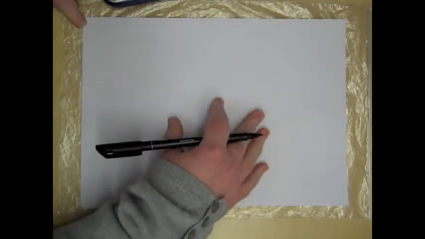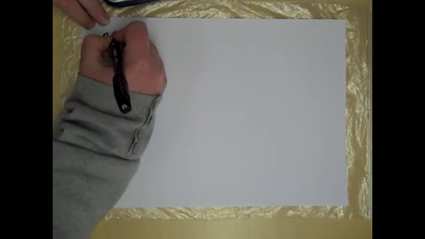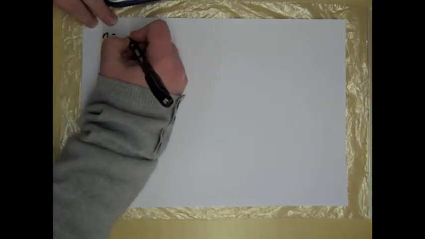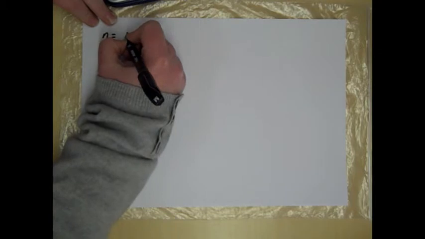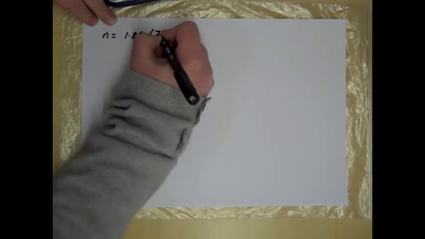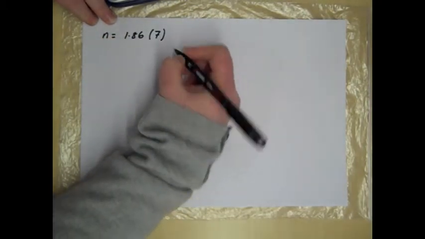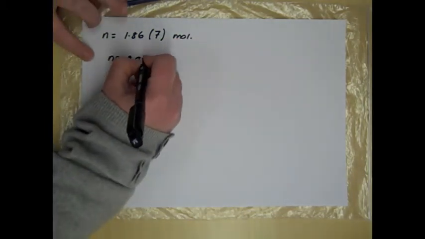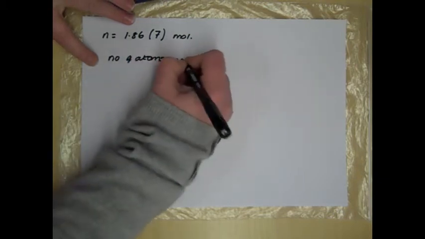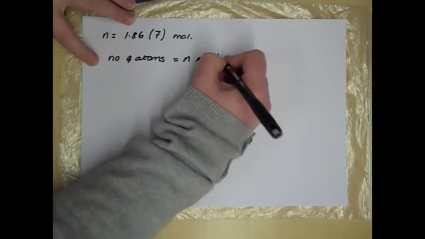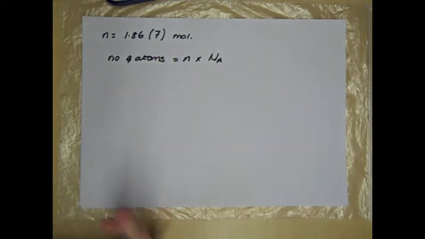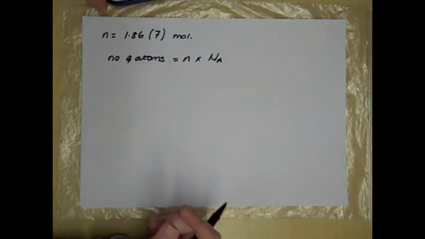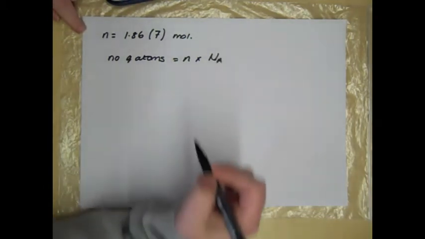So the final part of this question was working out how many atoms I have. So if I know the number of moles I have, so n is equal to 1.86 with an uncertainty of 7 in that final number, moles. So the number of atoms is equal to n times Avogadro's number, the number of atoms in a mole. And this is a fixed exact number.